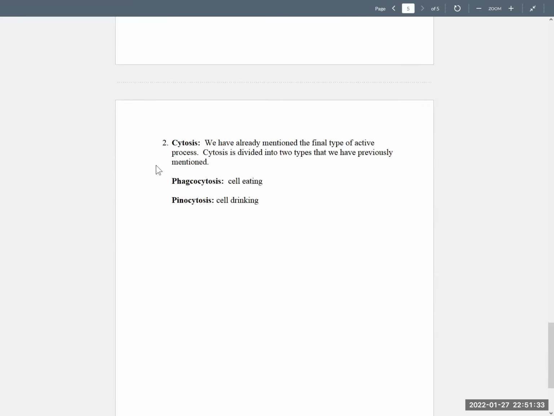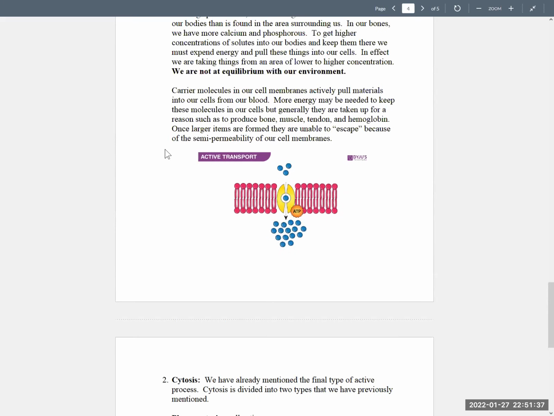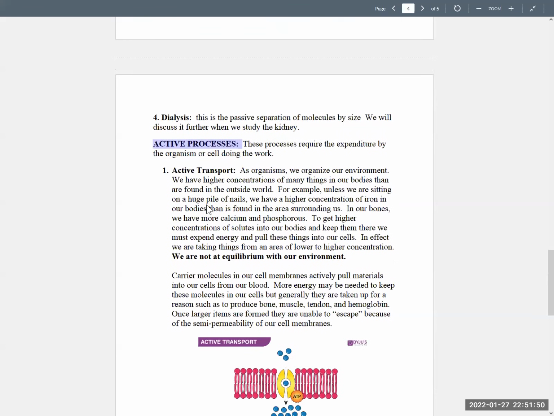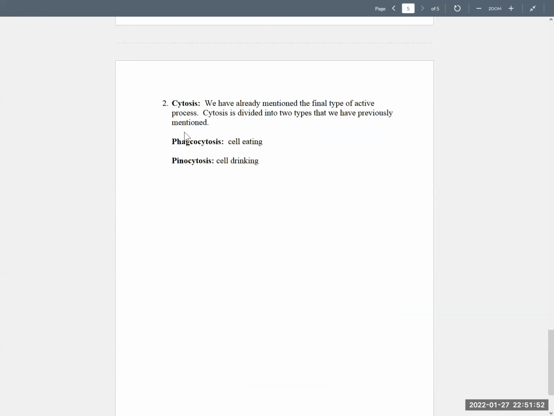The second type of active transport. Okay, here's where I'm getting this active process. Actually, active process: active transport is one, and cytosis is two. We talked about cytosis on Tuesday, and shouldn't need to talk about it again unless you have a question.